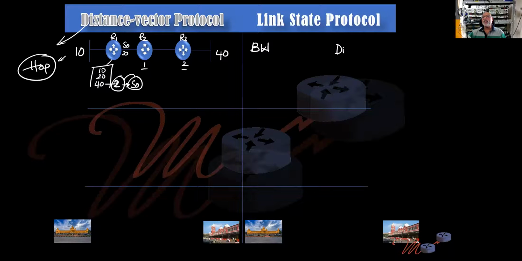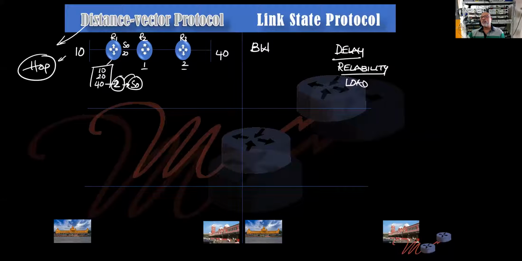So delay can be taken as a metric. Delay is how many microseconds it takes to go to the other guy. Two-way delay means you go and come back. One-way delay means going there. Then reliability, how reliable it is. And what is the load on the network?